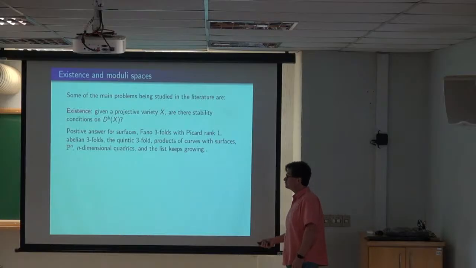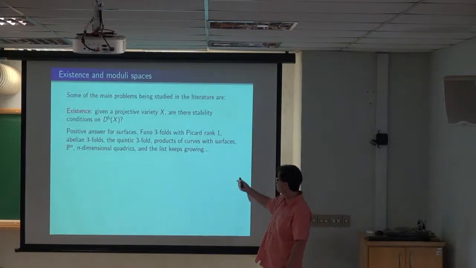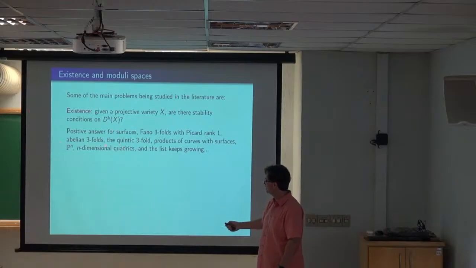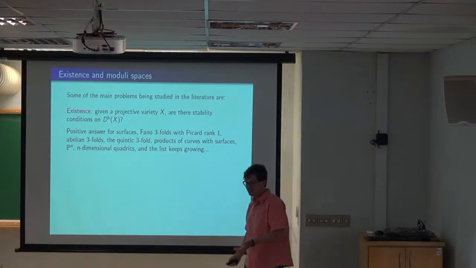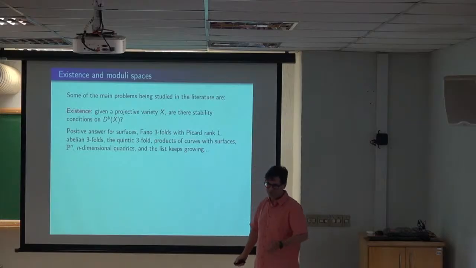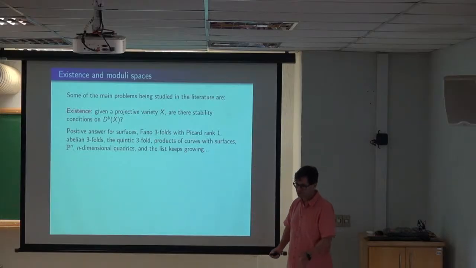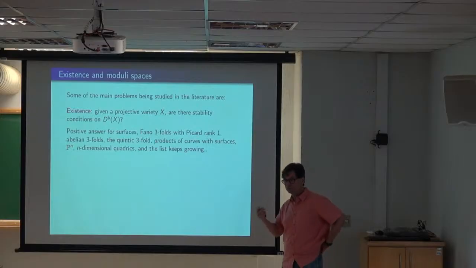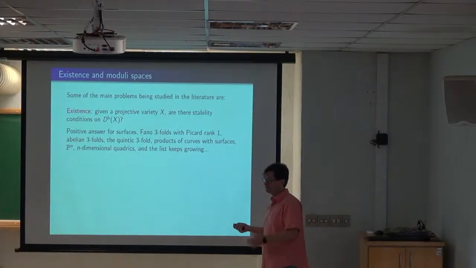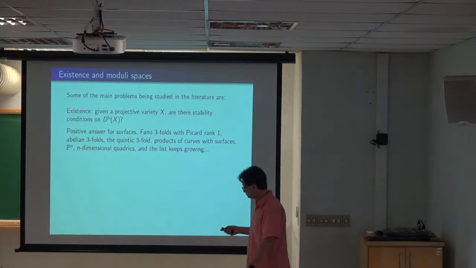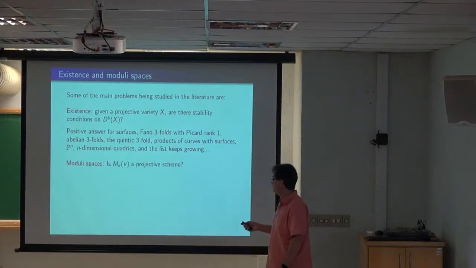There is a positive answer for surfaces, and for Fano threefolds, and more recently for P^n and n-dimensional quadrics. The list keeps going. I'm not able to keep track of the literature anymore, but a couple of months ago there was a paper posted on the arXiv claiming that for any smooth projective variety of any dimension, you can always find a Bridgeland stability condition. And then there's the question about moduli spaces.